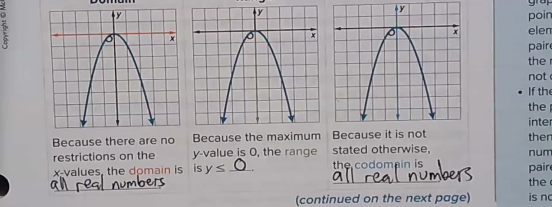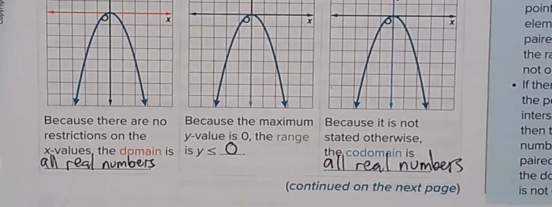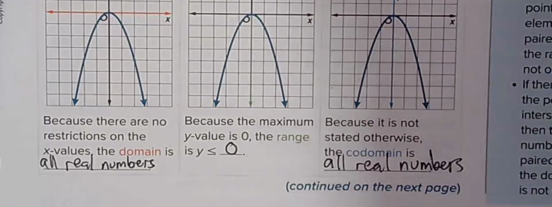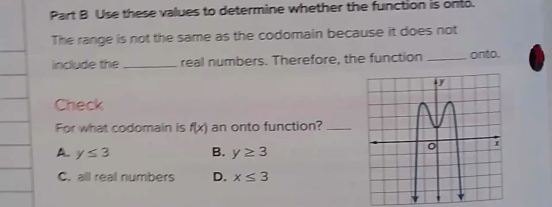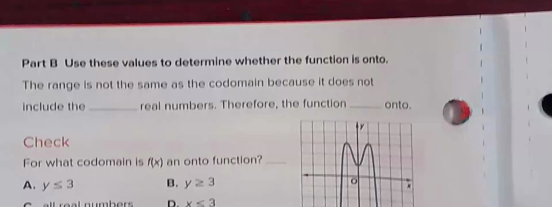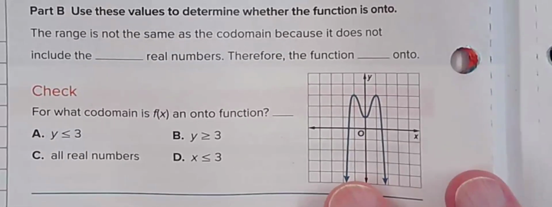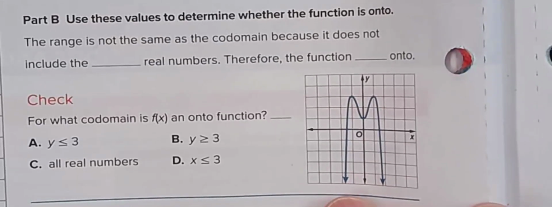Here's your first bit of domain, range, and the new one, codomain. All right. Questions on that? For example 1. Let's keep going. This first lesson's pretty long. Again, that's why we're taking 2 days on it. All right, part B. Use these values to determine whether the function is onto. All right. So visually, hopefully we can kind of see that answer already.